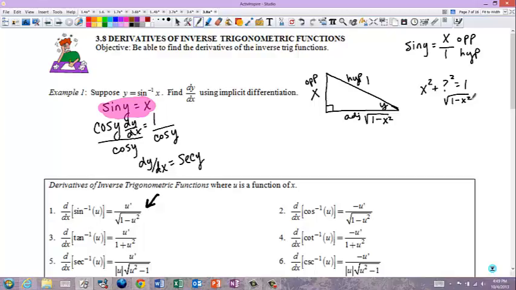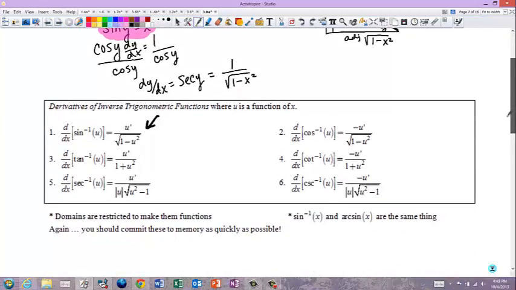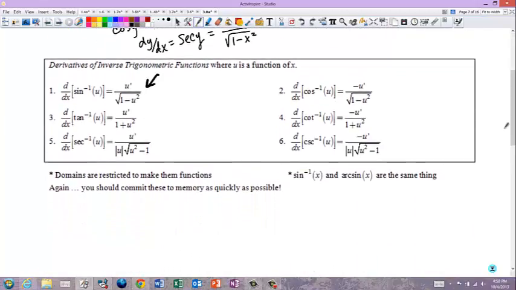So now I want secant of y. What is secant of y? Remember, secant is the reciprocal of cosine. Cosine is the adjacent over the hypotenuse, so that's the square root of 1 minus x squared over 1. So what it ends up being is 1 over the square root of 1 minus x squared. You could go through and find all of your inverse trig functions, and this is what you would get.